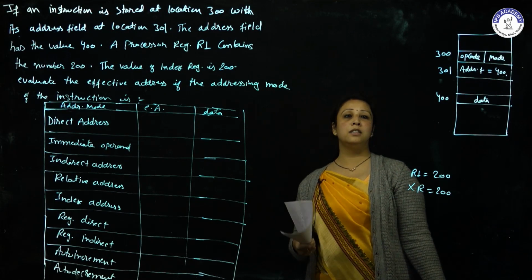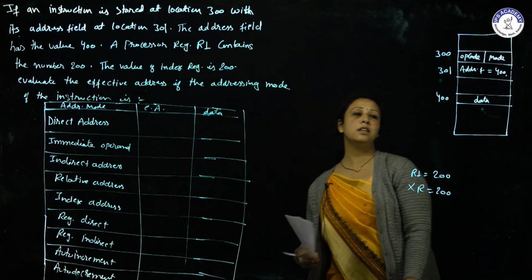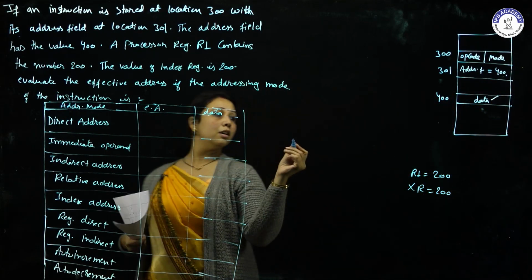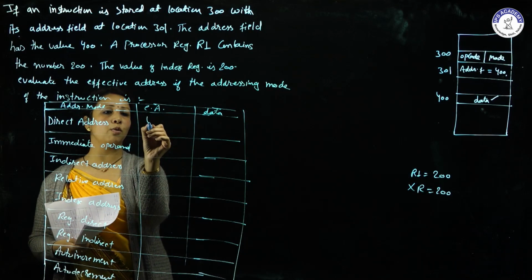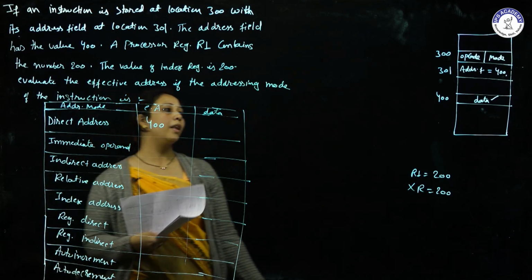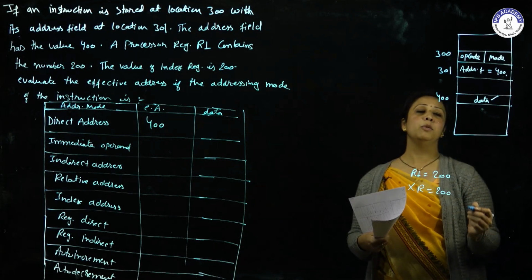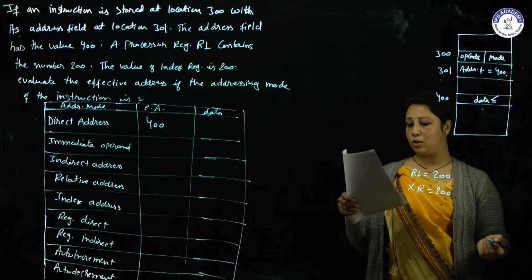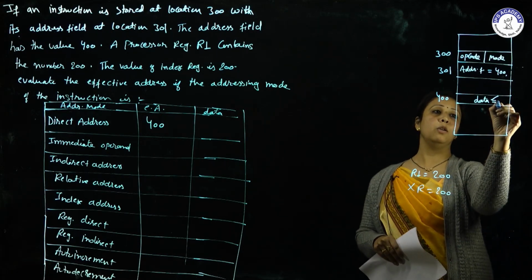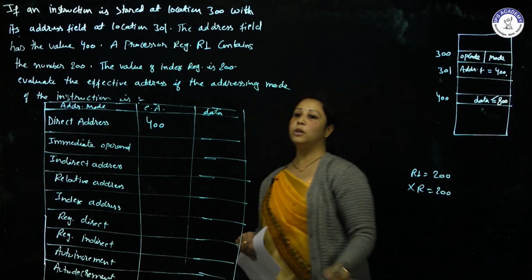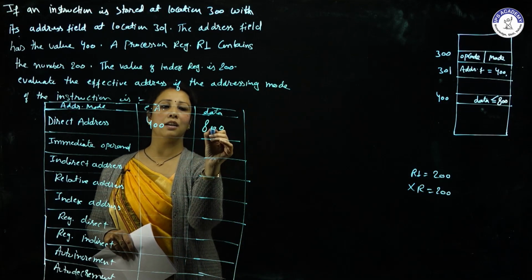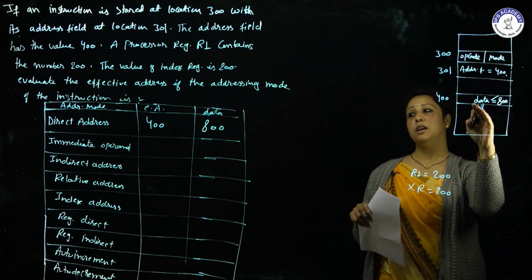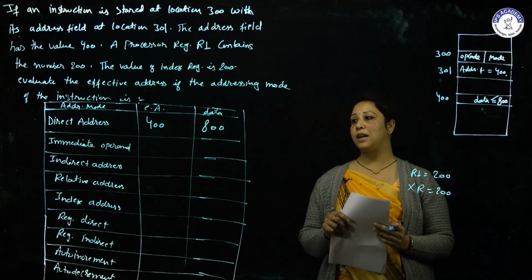So the address of the actual data is called the effective address. Here the address of the actual data is 400. So effective address is 400. We have to assume the data because we need this value in further modes. Suppose we assume that the 400 location contains the value 800. So data is 800 here for direct address mode. In direct address mode, the address field directly gives the address of the actual data, and this address is called the effective address.